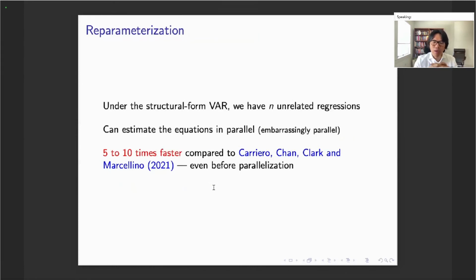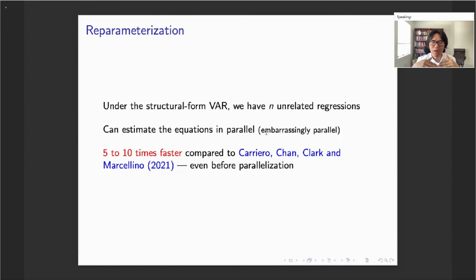Another thing you can do to speed up computation is to reparameterize the model, the structural form like I described. It's actually quite good because you can parallelize all the computation, right? So if you have access to a cluster in your university, or you use some cloud computing services, you can just send a lot of different jobs, and then at the end, you get all the results and combine them on your local computer.